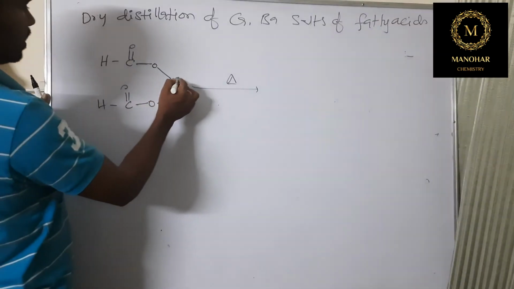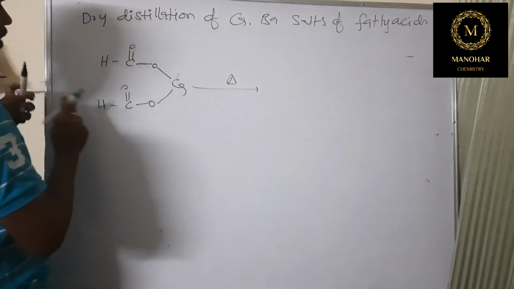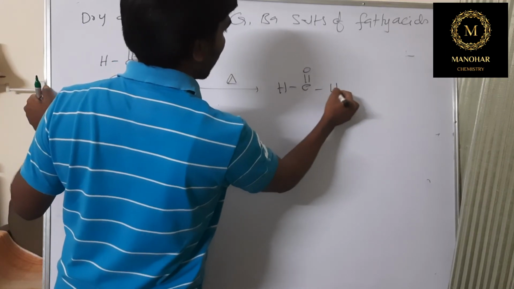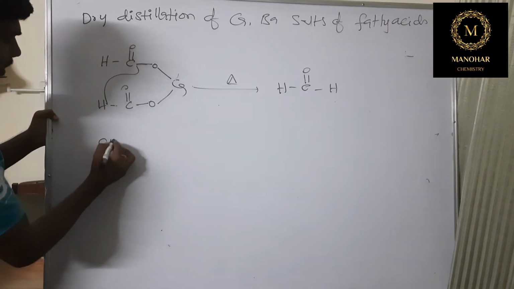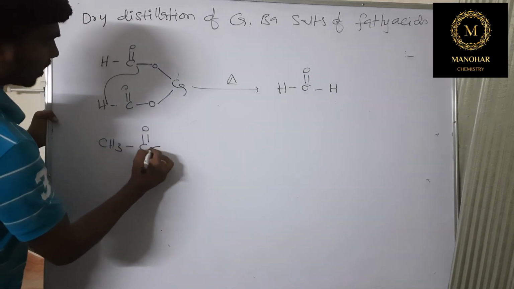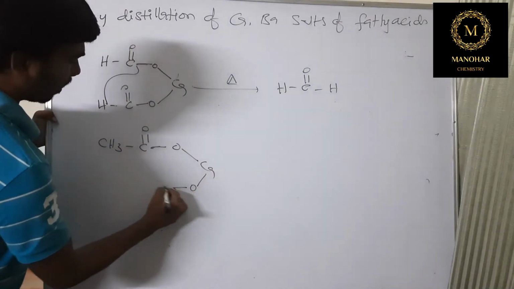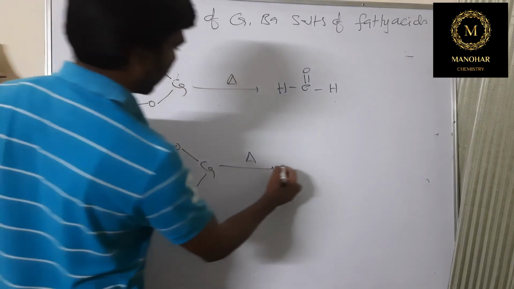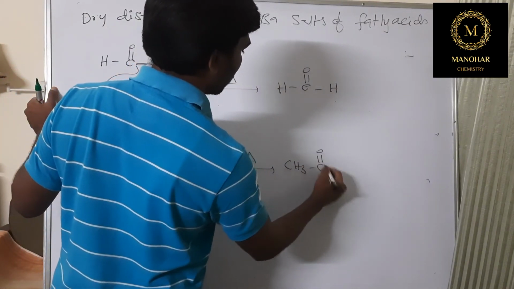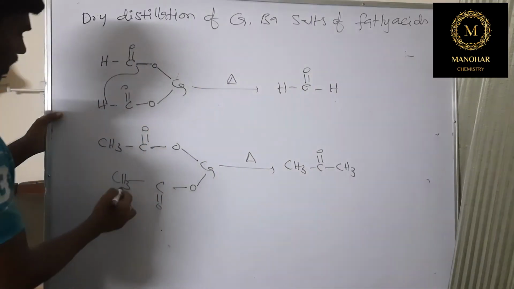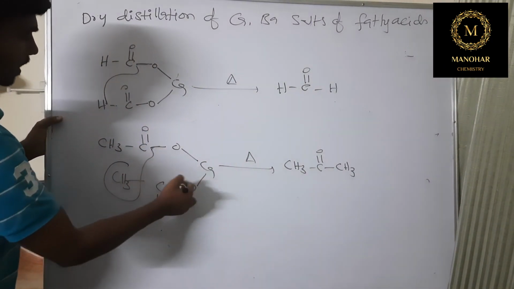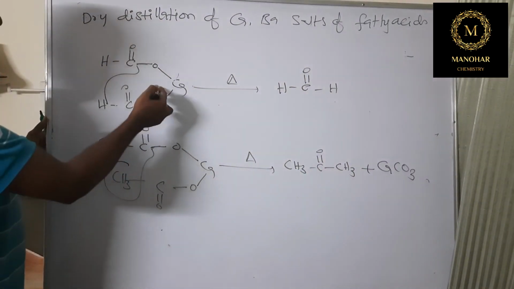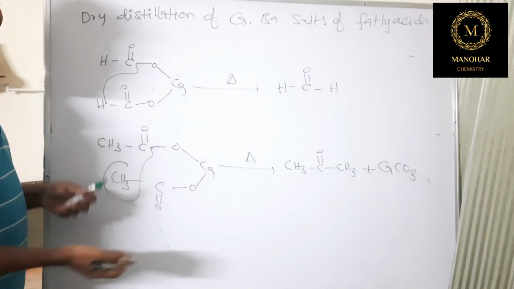Calcium carbonate will be eliminated, and this hydrogen is going to connect here. So finally it is going to form HC double bond OH. For example, if I take calcium acetate, with C double bond O CH3, and heat it, then CH3 C double bond O CH3 will form, and CaCO3 will form. If we use these two together, then mixed products also will come.